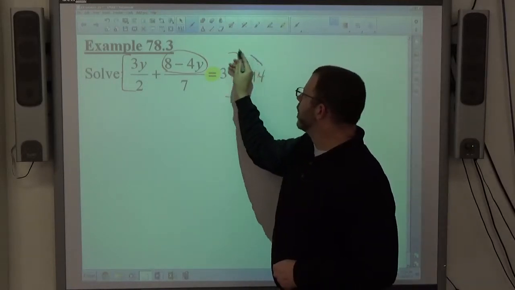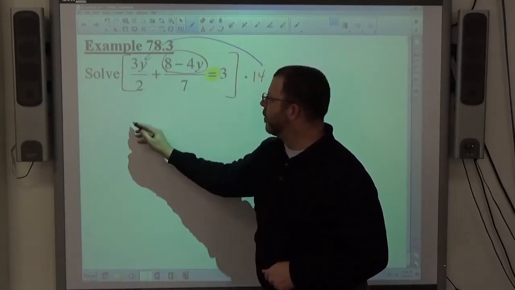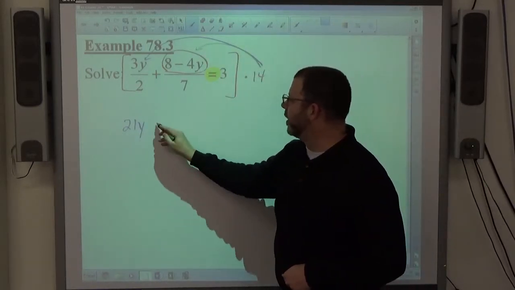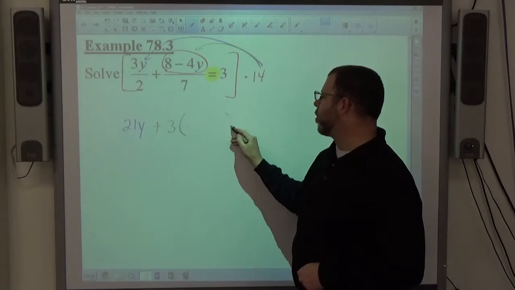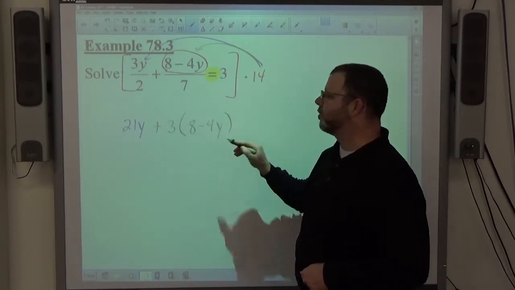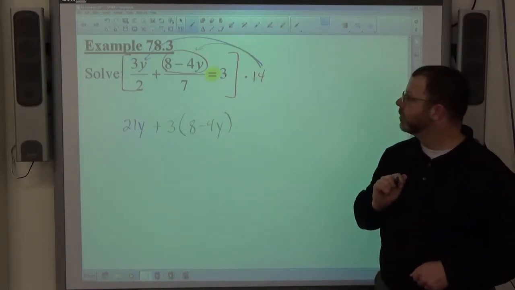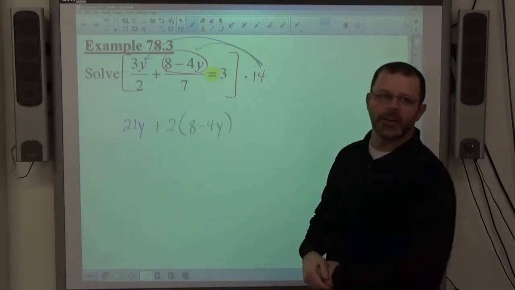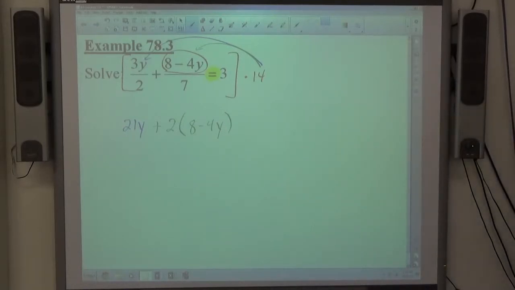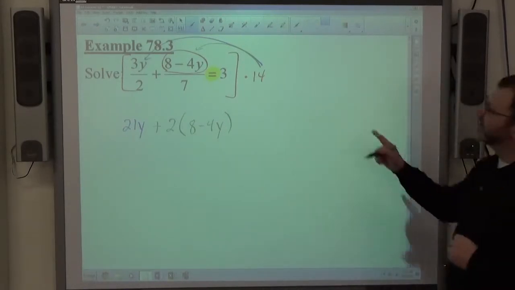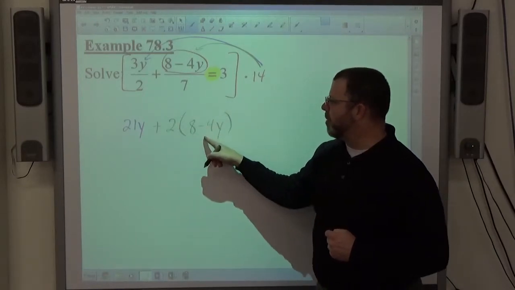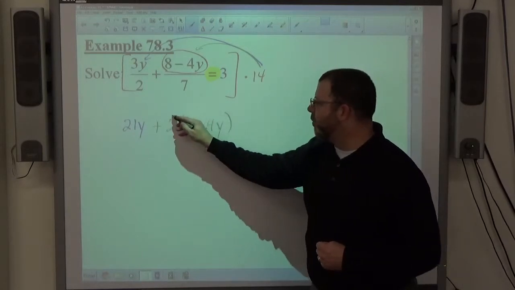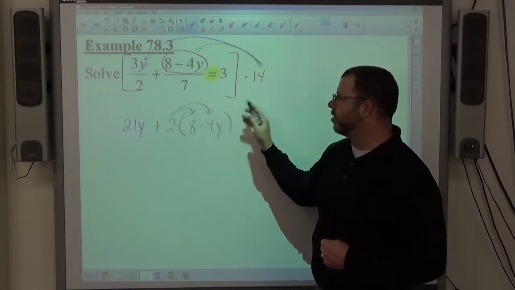Now when we multiply, 14 divided by 2 is 7 times 3y is 21y. Right here, 14 divided by 7 is 3. That's not being multiplied by 8 or 4y, but it's actually being multiplied by both 8 and minus 4y. Oh, thank you, it's 2, not 3. Thank you, Mitchell. So 14 divided by 7 is 2, not 3. And then that's multiplied by the top, 8 minus 4y. And since the top is more than one thing, notice I put it in parentheses. I'm going to distribute this to get the correct expression.